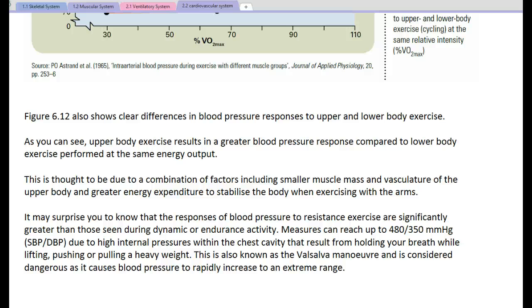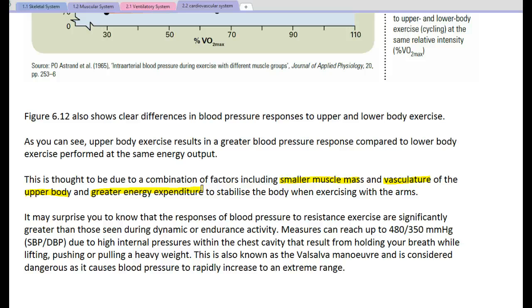It shows a clear difference between upper and lower body. The upper body results in greater blood pressure compared to lower. Now, this is thought to be because of a combination of factors, including smaller muscle mass and vasculature of the upper body, and greater energy expenditure to stabilize the body when exercising with the arms.